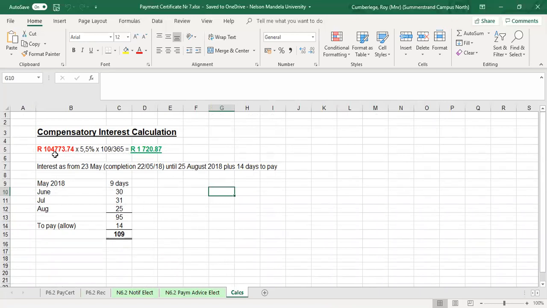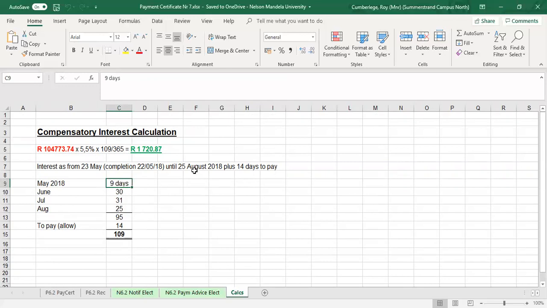If we look at the amount that is due to the contractor, the 104,000 rand, the repo rate as given as 5.5%, times it by the number of days. Now, the number of days, as we've said, is the number of days from practical completion, which was on the 23rd, or completion on the 22nd. So we'll start from the 23rd of May, and there's 9 days left in May.